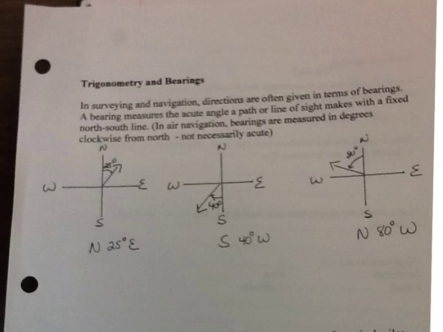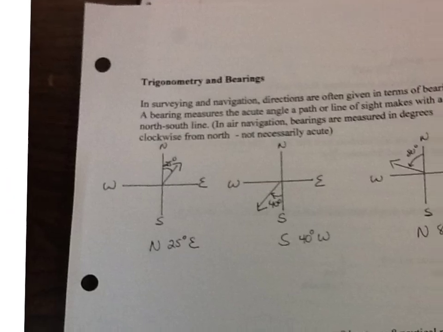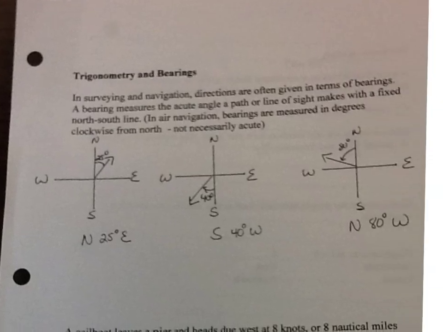Notice that when we're talking bearing, if it's not air navigation, we're always off of a north-south line. We're looking at the acute angle from north or the acute angle from south. What is an acute angle? Less than 90 degrees. Now here in this first picture, we have a bearing of north 25 degrees east. Notice the 25 degrees is from north, and it's to the east of north. So this bearing is north 25 degrees east.